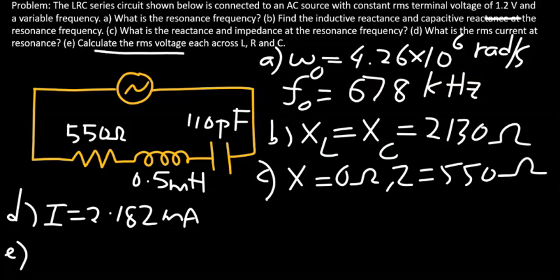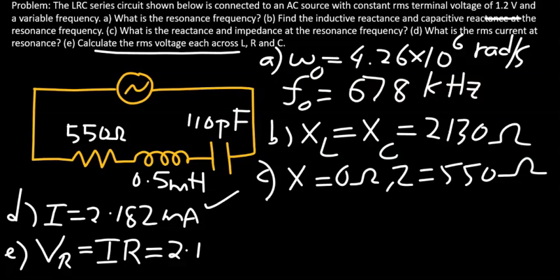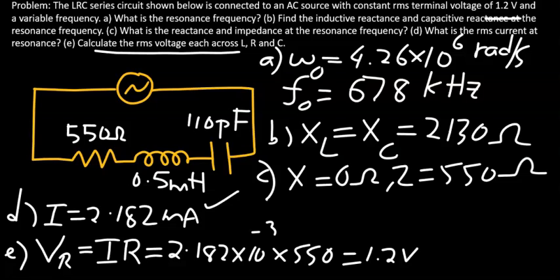Now let's do Part E. Calculate the RMS voltage across L, R, and C. The RMS voltage or potential difference across the resistor equals I times the resistance. Now I is 2.182 times 10 to the power minus 3 ampere. R is 550 ohms, and that turns out to be 1.2 volts.